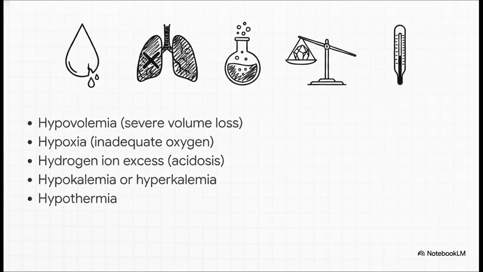We're looking for hypovolemia, which is severe fluid or blood loss, hypoxia, or inadequate oxygen, hydrogen ion excess, meaning severe acidosis, potassium emergencies, like hypokalemia or hyperkalemia, and finally hypothermia, a severely reduced body temperature. Honestly, any single one of these can stop a heart in its tracks.